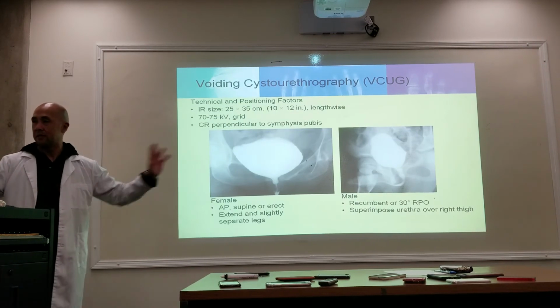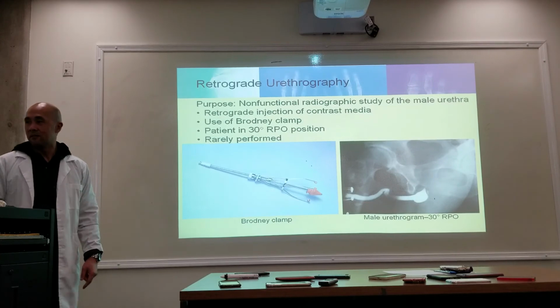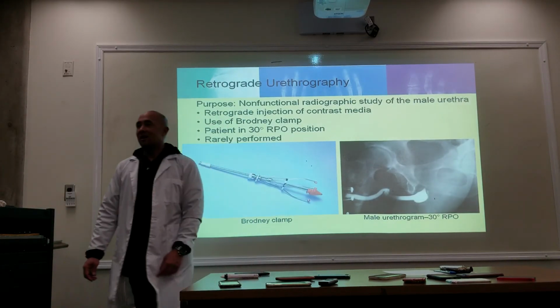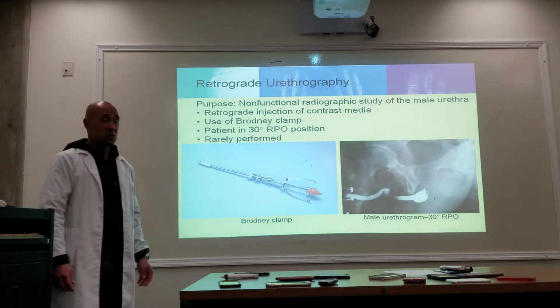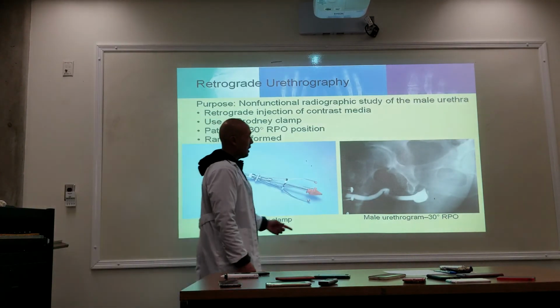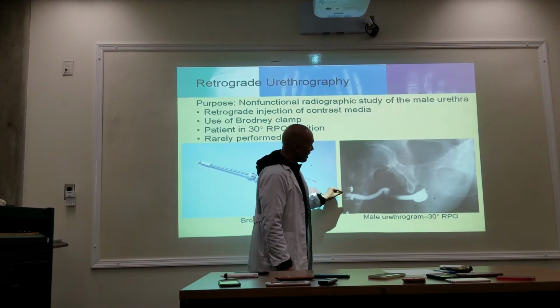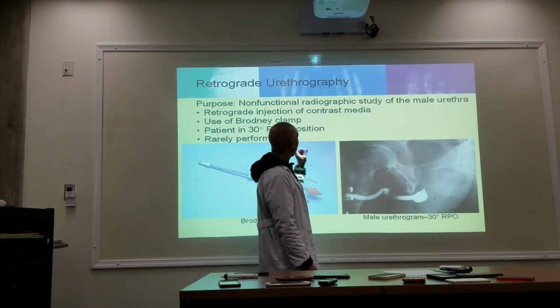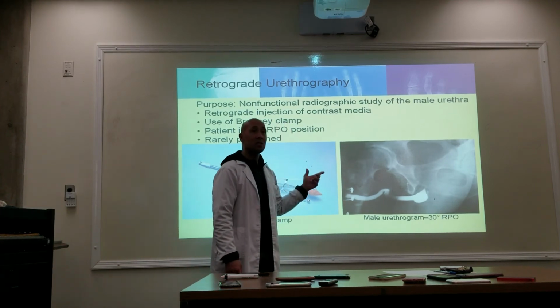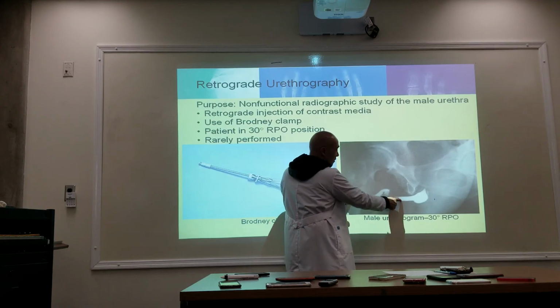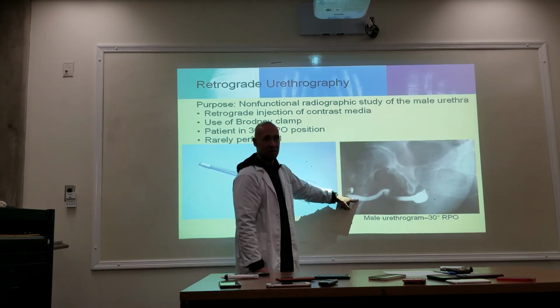I just said this. Oh, and here, this is the fun part for males. This is also retrograde. But retrograde is so that we can visualize the urethra. Remember, in the retrograde cystogram we had to put a catheter in there to fill up the bladder. But what if we're trying to evaluate the urethra? We can't have a tube in there.